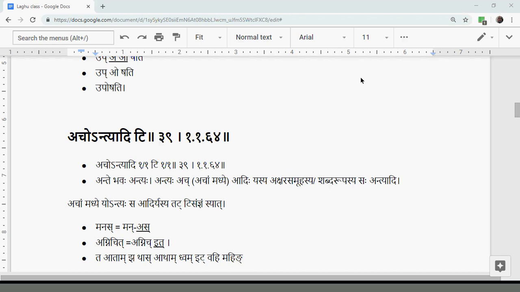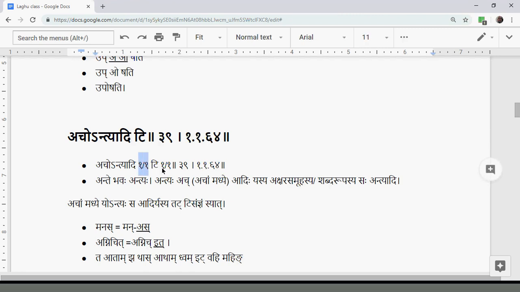Sanjna Sutra. See, Adesha Sutras are not seen. The Adesha Sutras in this section will be only Sandhi. There is no Adesha here. Achontyadi T. And for Adesha to take place, we have to have a Shashti. Is there a Shashti here? Achontyadi. There is no Shashti. It is not an Adesha.